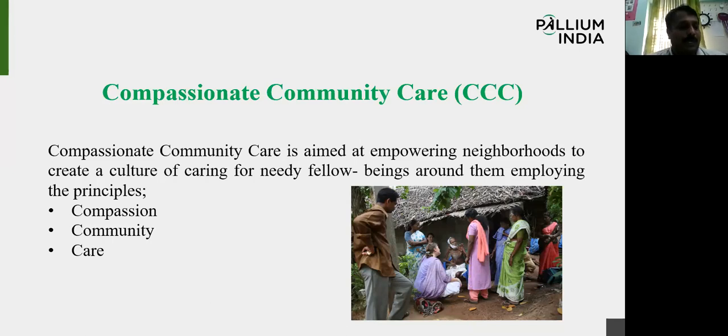Then the principle of care. Everyone has the right to receive the right care when and where they need it. A person is a physical, psychological, spiritual, and social being. As we have seen in the definition of health given by the World Health Organization, a person's complete well-being is the aim of the healthcare profession or healthcare system.